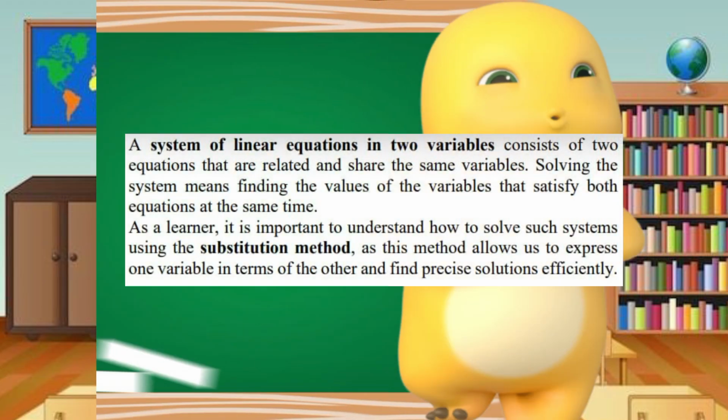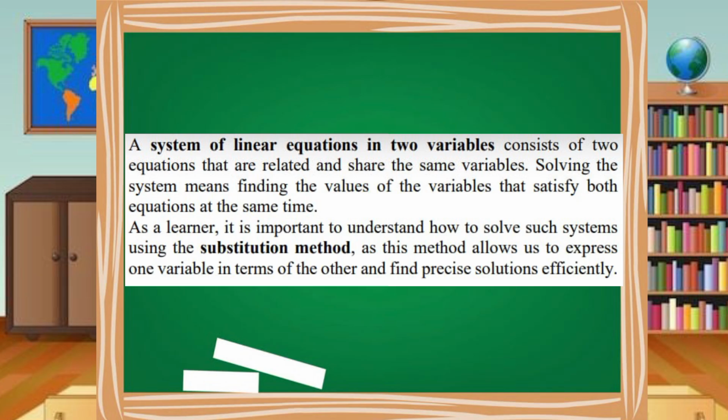A system of linear equations in two variables consists of two equations that are related and share the same variables. Solving the system means finding the values of the variables that satisfy both equations at the same time. As a learner, it is important to understand how to solve such systems using the substitution method, as this method allows us to express one variable in terms of the other and find precise solutions efficiently.